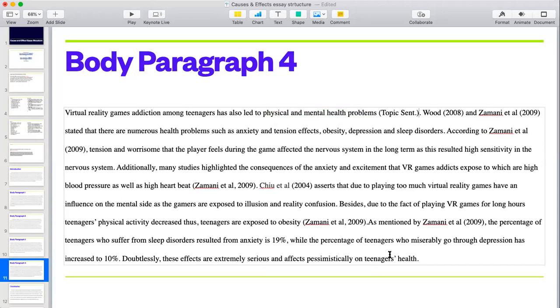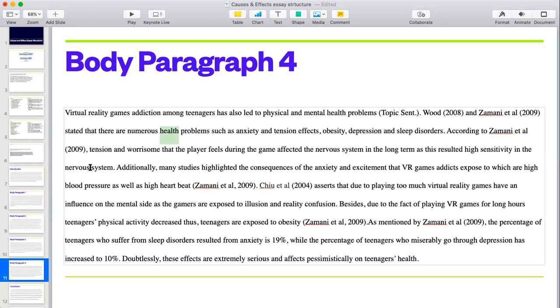I am reading the paragraph, but I have some doubts on how she is going to support this. Let's see what she did. So, Wood 2008 and Zamani et al. stated that there are numerous health problems such as anxiety, attention effects, obesity, depression, sleep disorders. Now, this is very confusing because, again, she's just saying health. She is not saying now whether it's physical or mental. So I don't even know what type of health problems she is talking about. So now I got more confused.